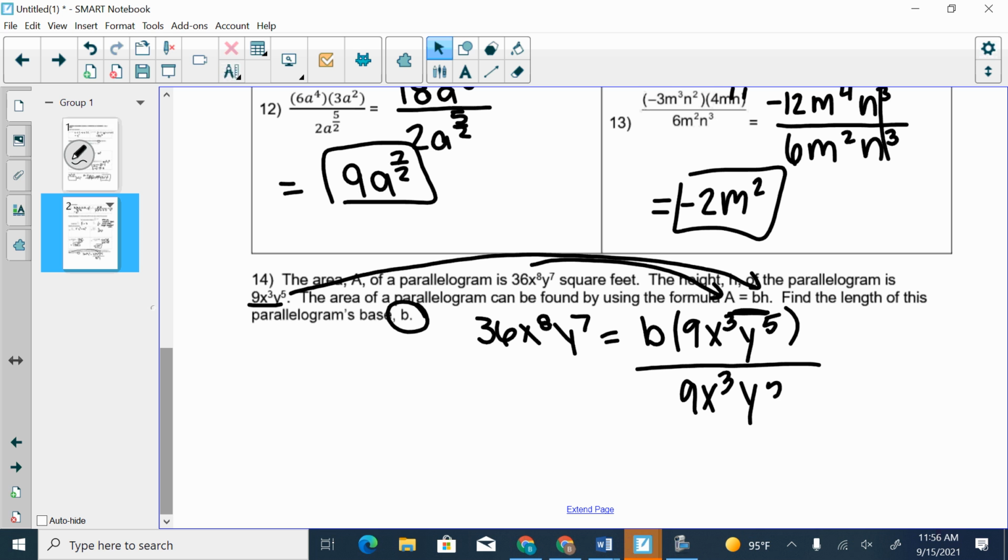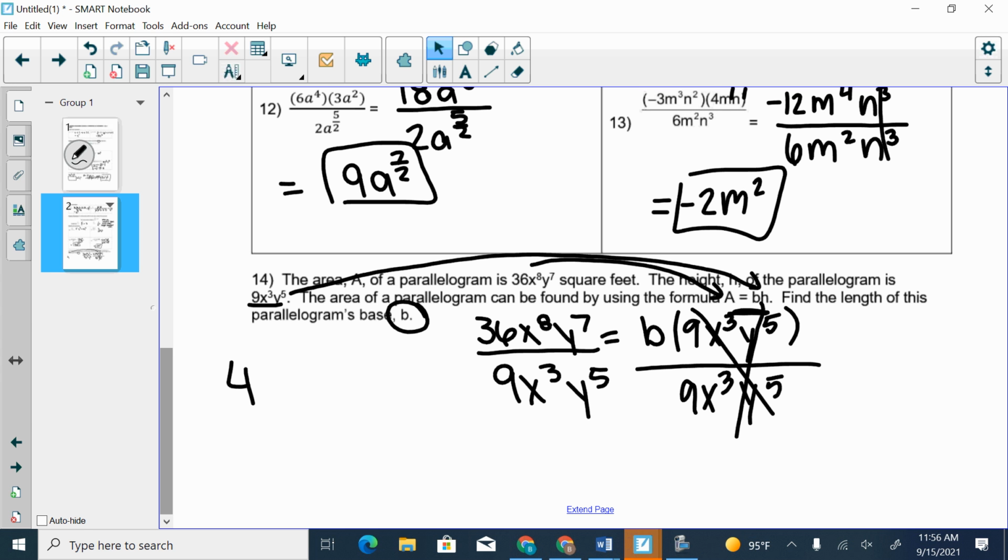So I want to get rid of all this, so I'm going to divide by it. And if I divide one side by something, right, I also have to divide this side by 9x to the 3rd, y to the 5th. So those will cancel out on that side. And now we actually have to divide over here. Okay, so what is 36 divided by 9? 4. Good.